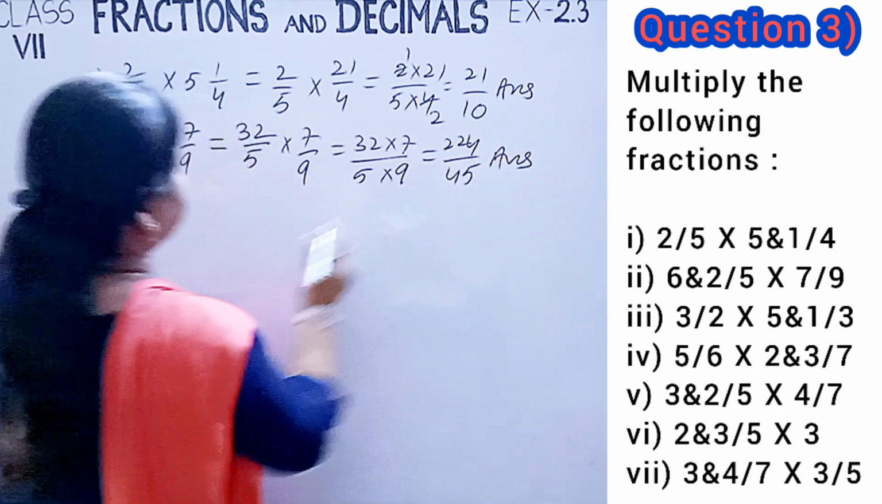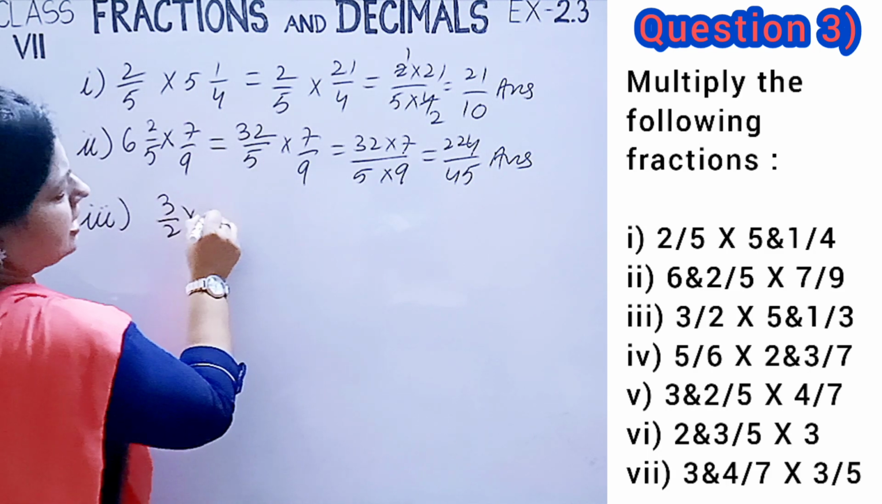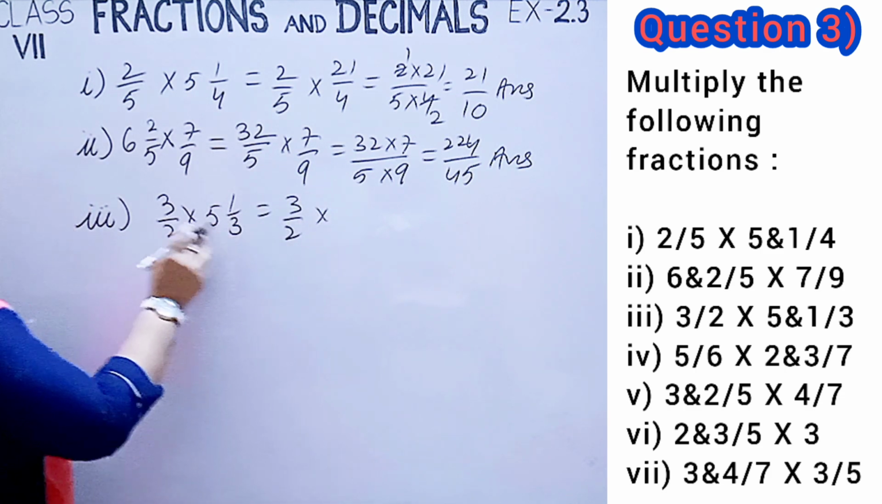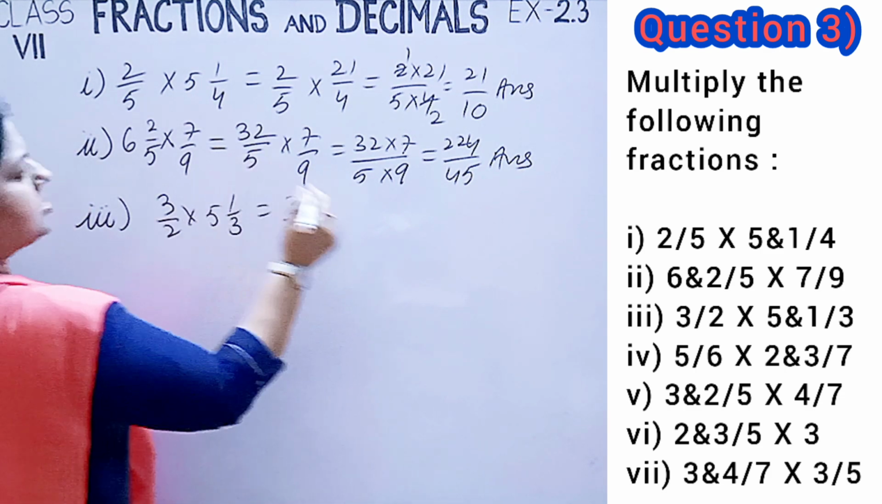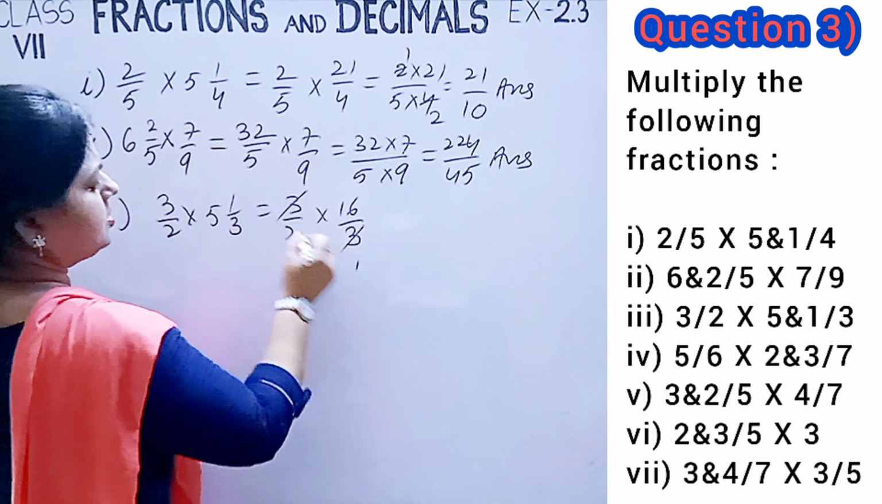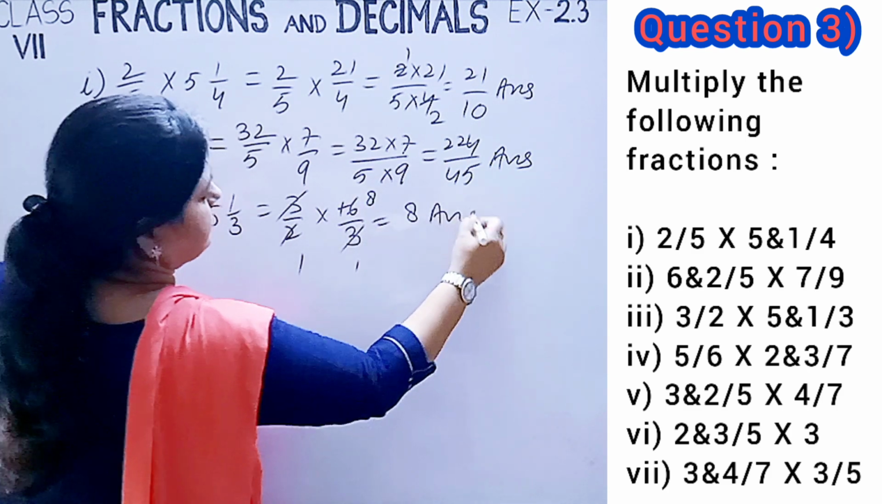Answer. Third part. 3 upon 2 into 5 and 1 by 3. So 3 upon 2 into 3 5s are 15. Adding 1 here. So 16 upon 3. So 3 1s are 3, 3 1s are 3, 2 1s are 2, 2 8s are 16. So answer is 8.